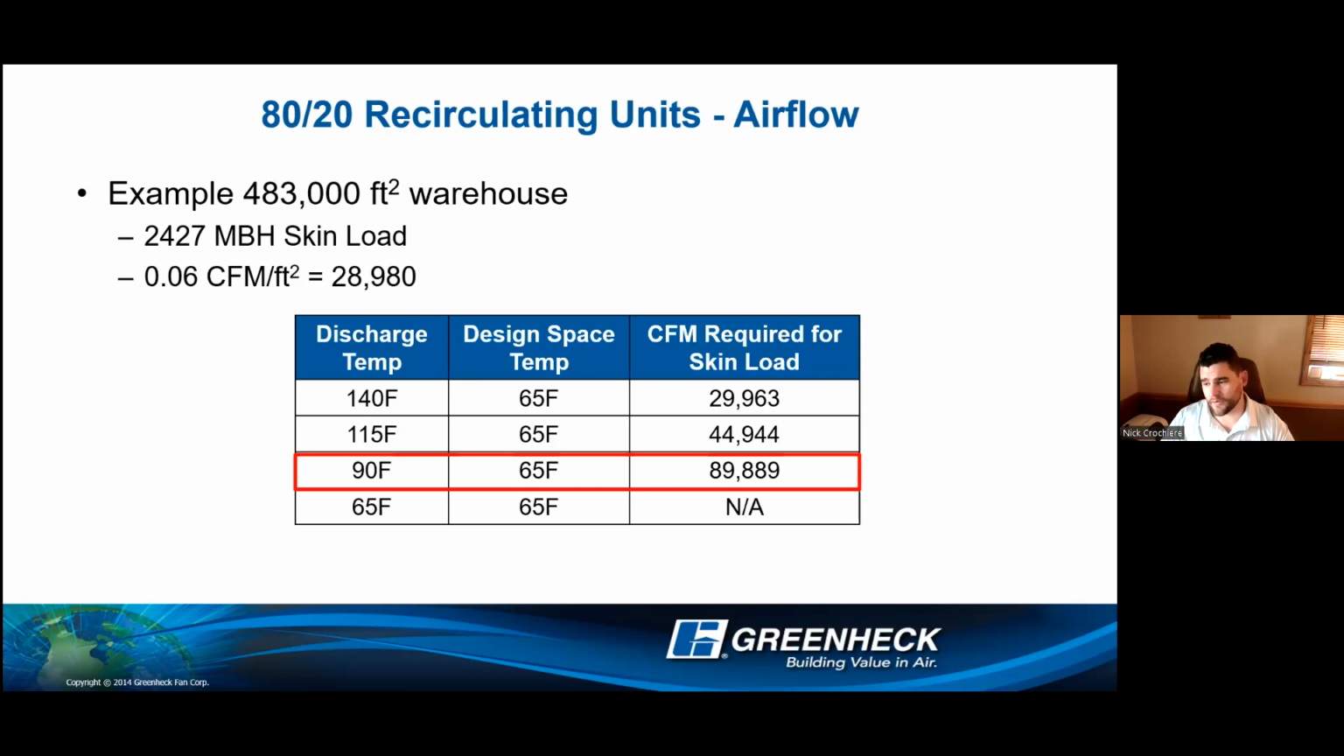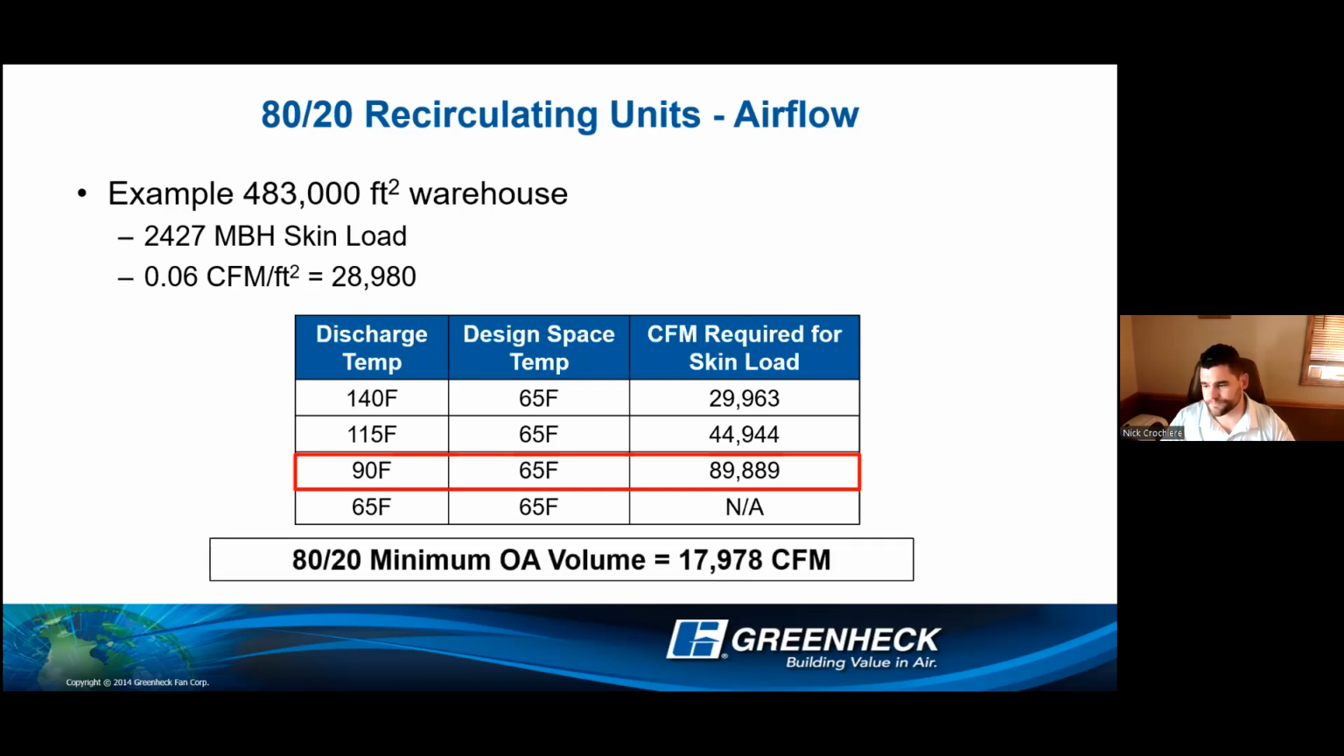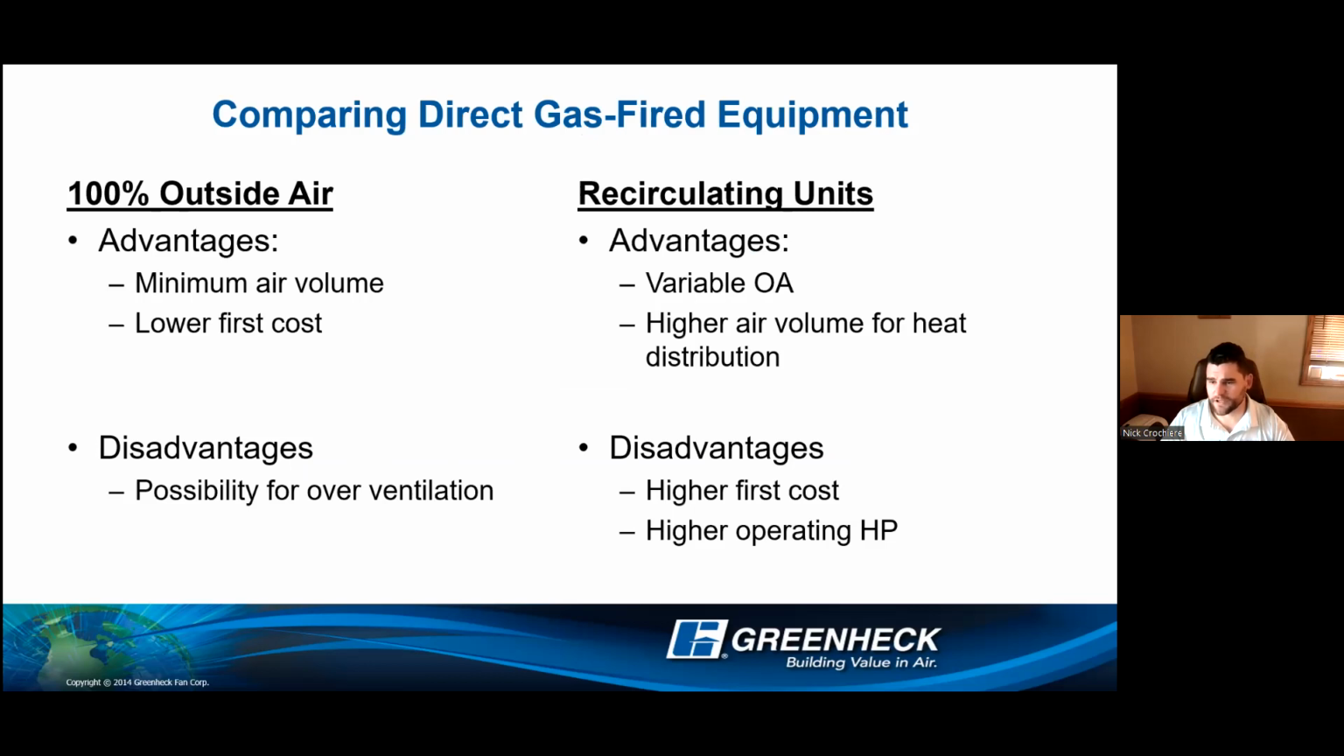So what does that mean? It requires more CFM because you're recircing more, with less outdoor air and less heat load. Comparing direct gas-fired equipment, 100% outdoor air advantages are minimal air volume and lower first cost. Recirc units have variable outside air. Again, say they have a building pressure sensor, everything's off, unoccupied, and they maybe want that to fluctuate to more return. That's a good application. Higher air volume for heat: you're going to have to run that 80-20 a lot longer to get the space up to temp because of that discharge temp.